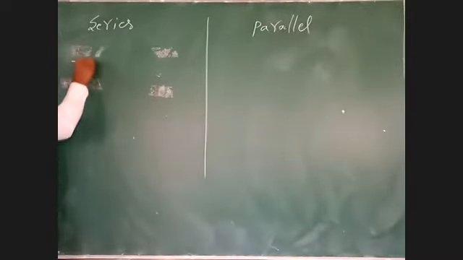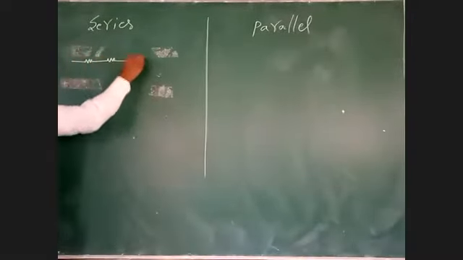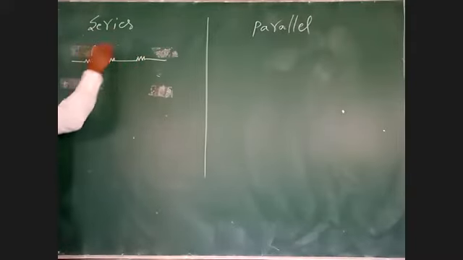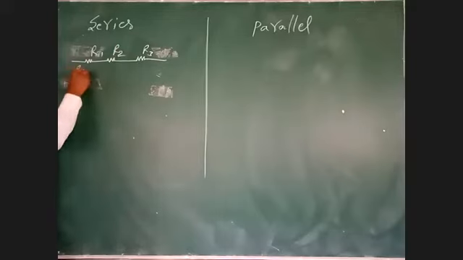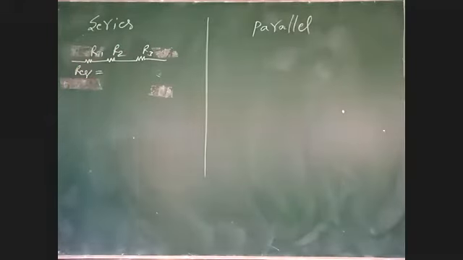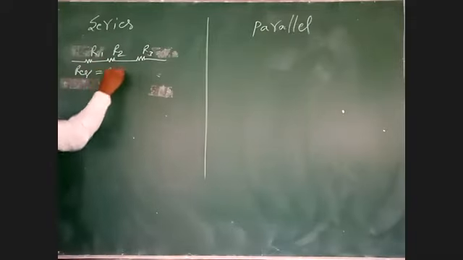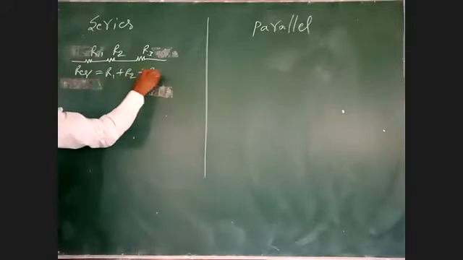Suppose resistances are in series like this. If three resistances are in series, what is the equivalent resistance? R equals R1 plus R2 plus R3.